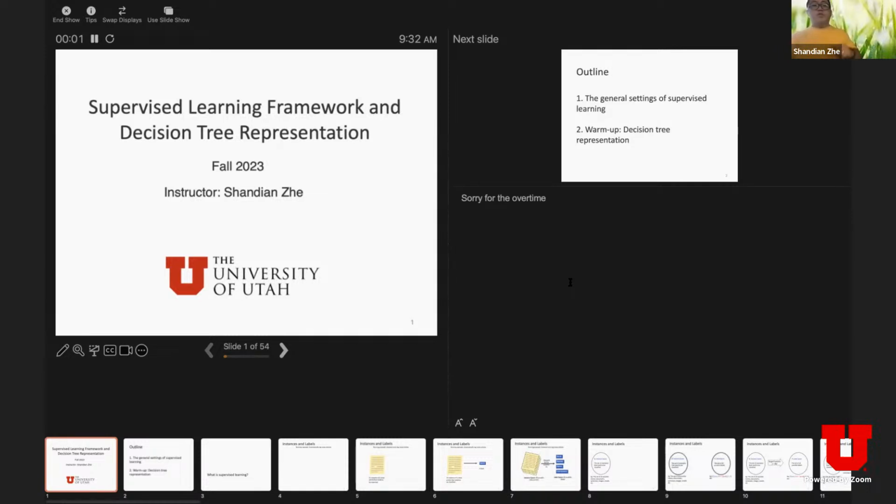So today we're going to talk about the general settings of supervised learning. And I'll give some warm-up. We're going to introduce decision tree representation to give you a concrete idea about decision trees, definitions, and some general properties. And next lecture, we're going to jump into the decision tree learning algorithm, which we call ID3.